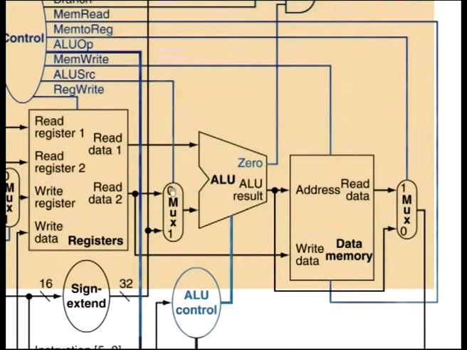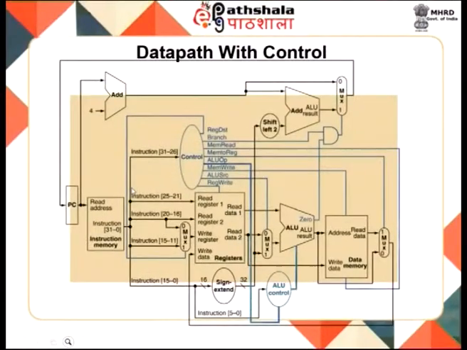ALU source similarly helps you decide between the register operand that has been read here or the sign extended operand, and register write is of course for the register file when you are performing a register write operation as part of your write back cycle. So, these are the various control signals. That is the main control which is derived based on the opcode part.